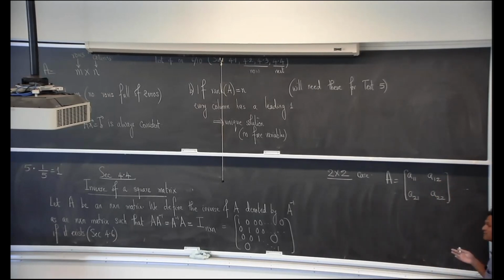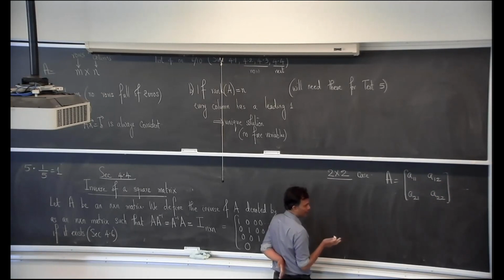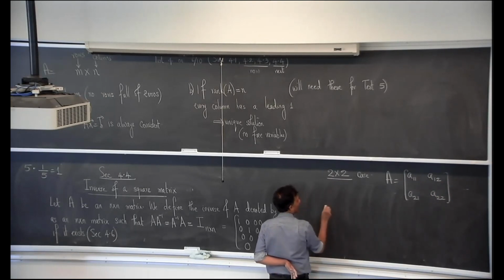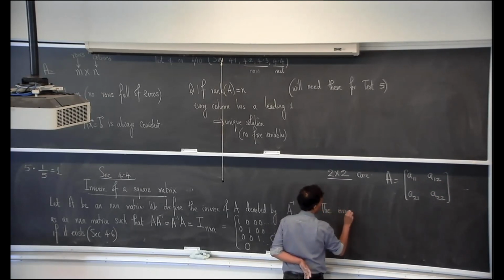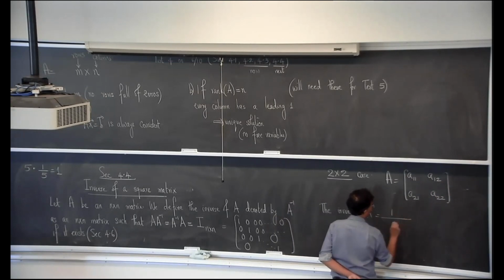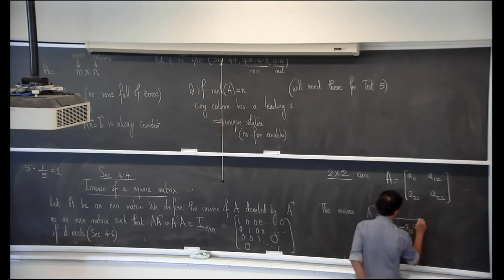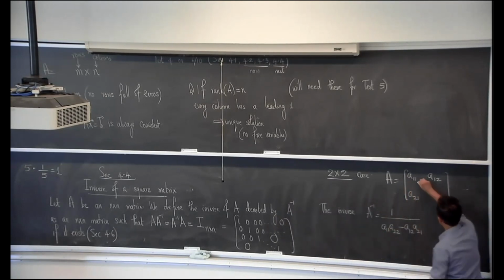The good thing is there is a formula for this. Unlike a 3 by 3 and a 4 by 4, for a 2 by 2, you can write a nice, not so crazy formula for the inverse. The inverse, A inverse, is given by one over A11 A22 minus A12 A21. So that's a number. So you multiply these two.